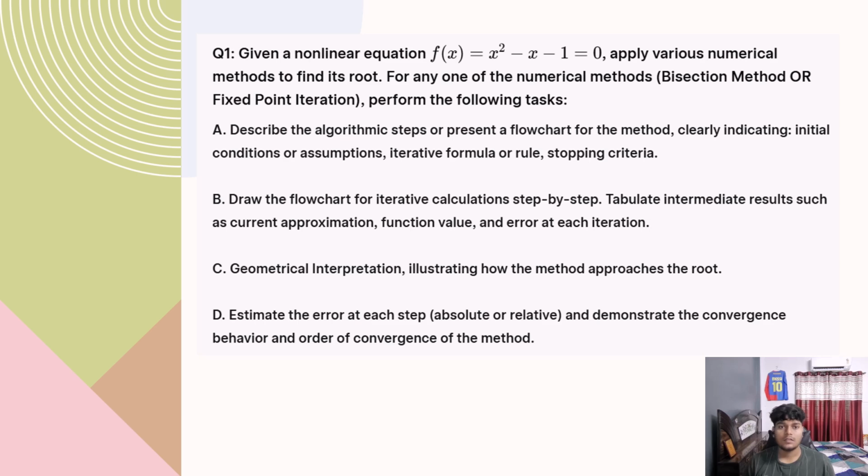Question number 1 asks us to find the root of the nonlinear equation f(x) = x² - x - 1 = 0 using numerical methods like the bisection method, performing several tasks. Let's go through each part systematically.